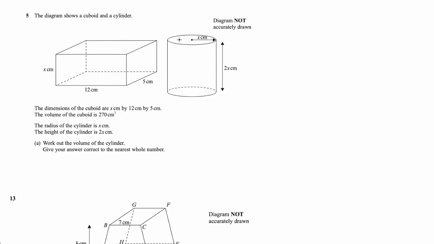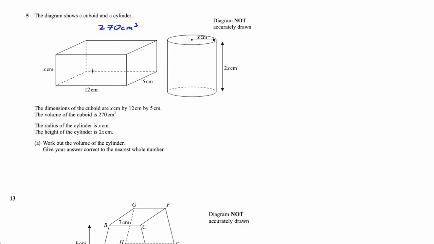We have an x for the height of this cuboid. We have an x for the radius and a 2x for the height. It says the dimensions are this, fine. The volume of the cuboid is 270 centimeters cubed, okay. Find the radius and height it gives you. Work out the volume of the cylinder. Give your answer to the nearest whole number. Okay, it's not that bad, guys.